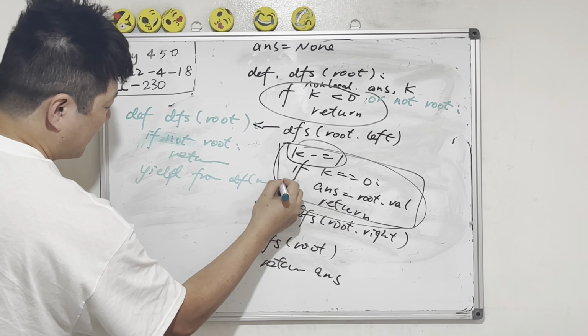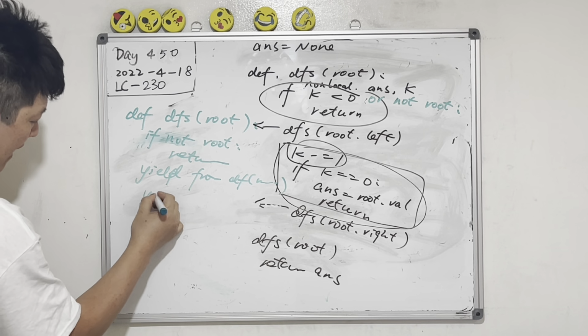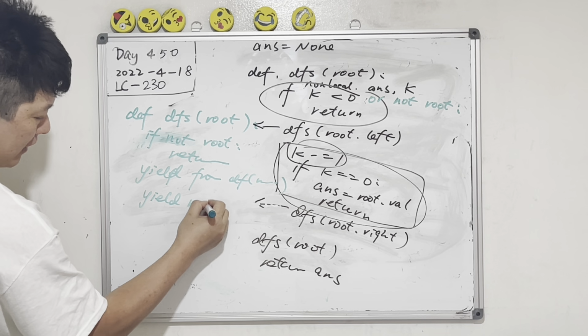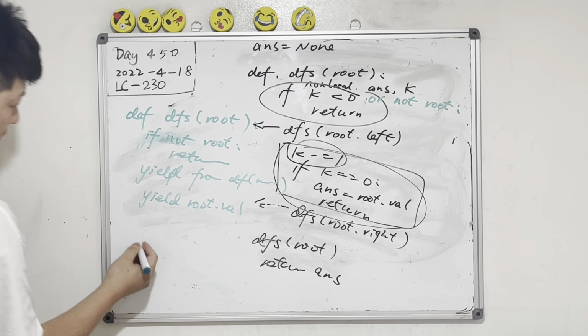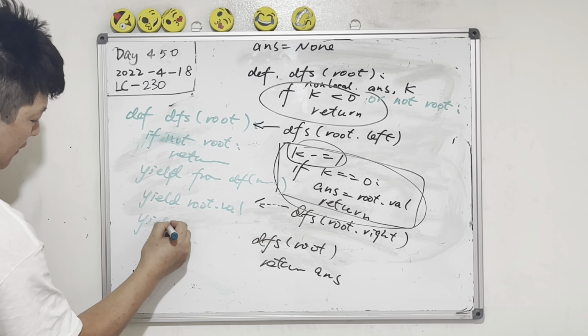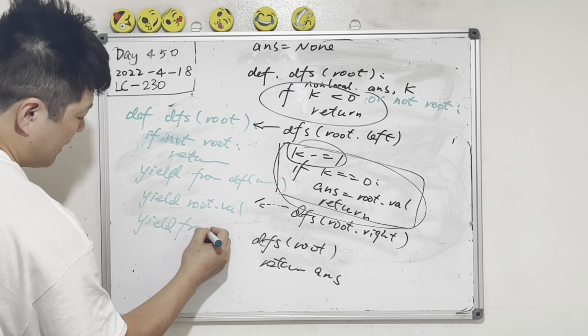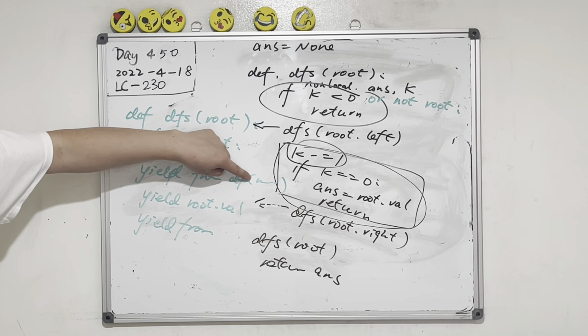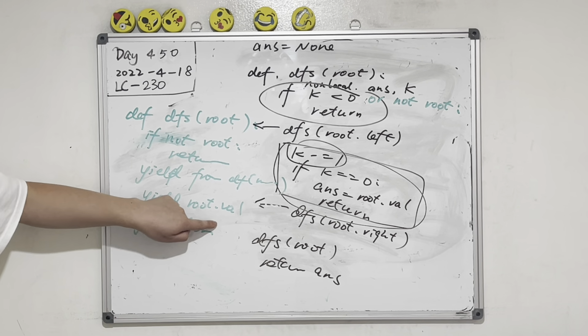And then yield from dfs root.left. And then yield root.value. And yield... what's next? Can you tell me what? Okay, Eric. Yield from root.left, yield root.value, and yield from root.what? Right, exactly. Root.right. This is the in-order traversal. And then we can just do this. If we have this DFS root that returns an iterator, it returns an iterator.